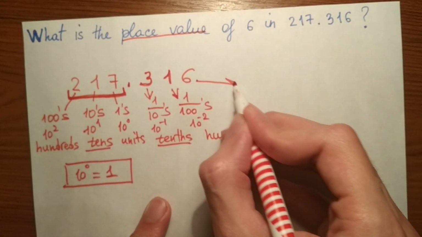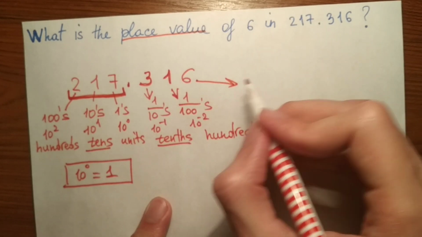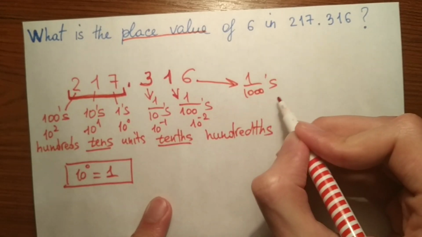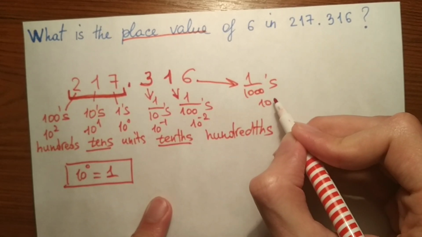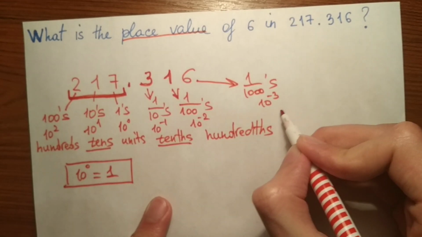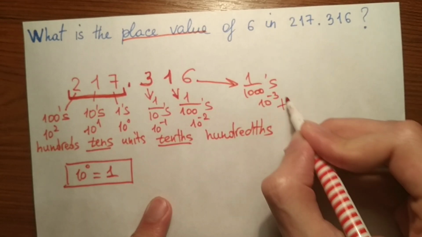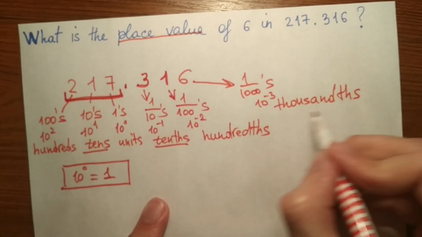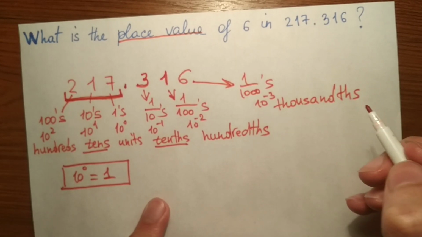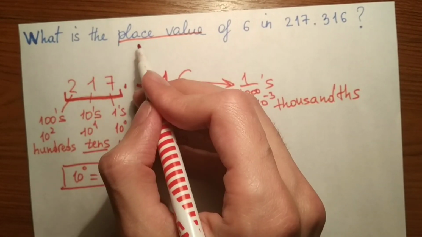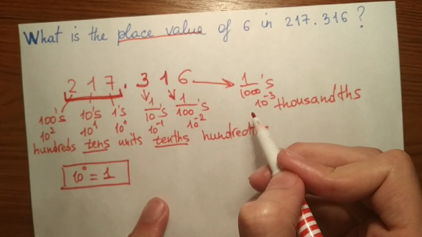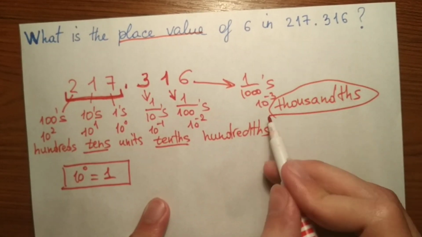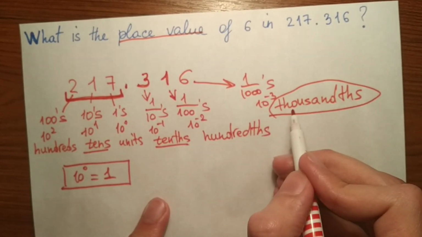And 6 here is going to represent 1/1000, or we could write it as 10 to the -3, and the written form thousandths. And let's give the answer to this question. What is the place value of 6? As you see, the answer is going to be thousandths. 6 is going to represent thousandths.